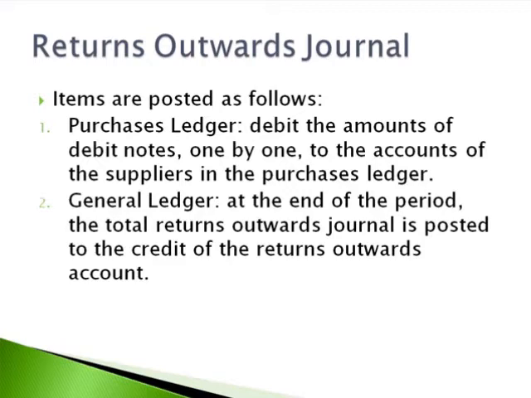Next thing, on the general ledger now, at the end of the period, the total of the returns outwards journal is posted to the credit of the returns outwards account. I repeat, at the end of the period, the total of the returns outwards journal is posted to the credit of the returns outwards account. So that's how this is done.